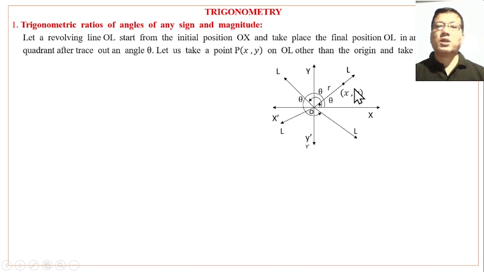OL. P is a point on OL other than the origin. The coordinates of point P are x, y, and we take OP as r.